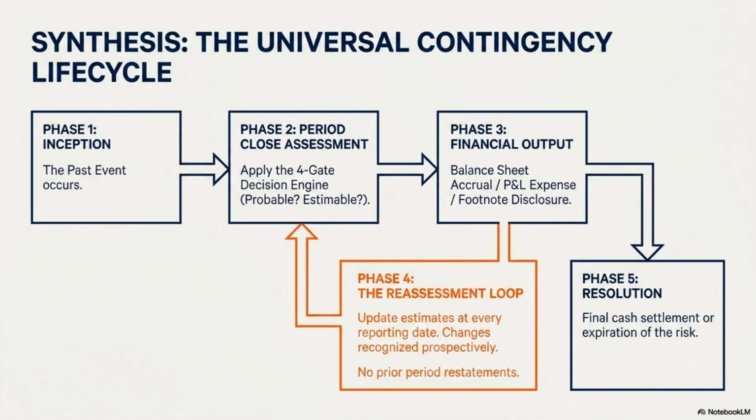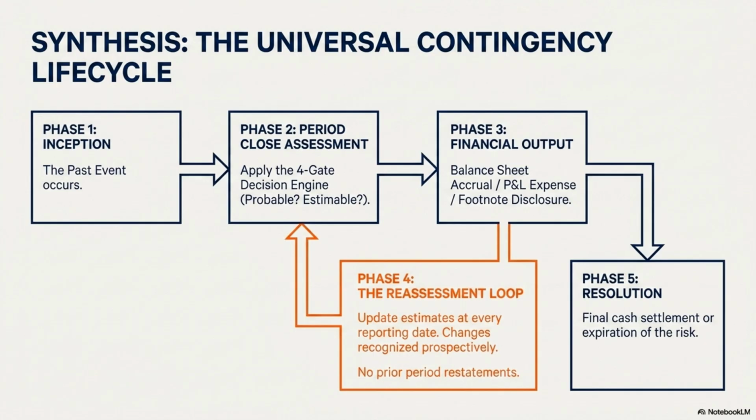This diagram brings the entire standard together into one life cycle. Internalize these 5 phases and you will never miss a step. Phase 1, inception. A past event occurs, a lawsuit is filed, contamination happens, a product is sold with a warranty. That past event is the starting gun. Phase 2, at every period close you apply the decision engine. Has the past event created a present obligation? Is the loss probable? Is it estimable? Your answers determine the action.